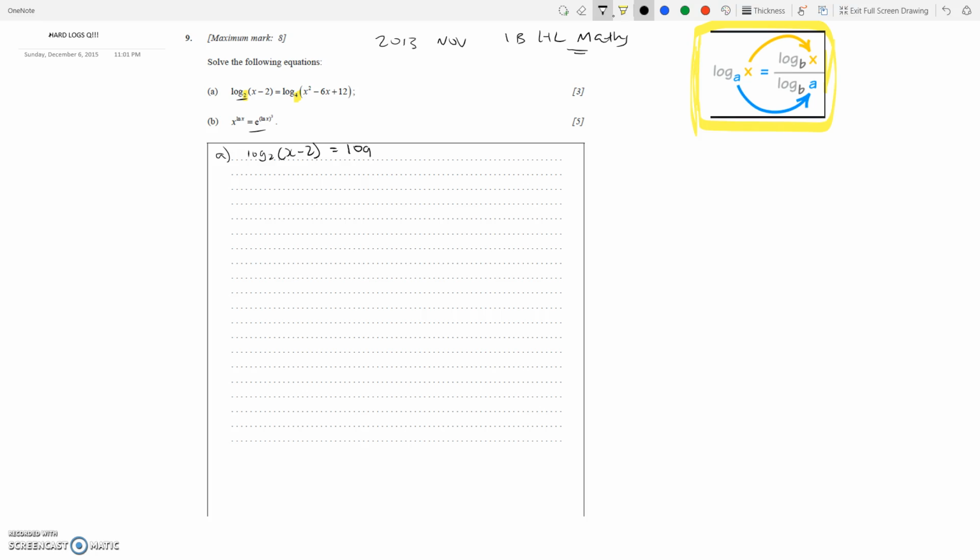Equals log base 2. So what does it say? Old number divided by old base. So x squared minus 6x plus 12, divided by log base 2 of 4. What we have to recognize from here is that this is actually a number. And this here, okay, I'll go into detail.